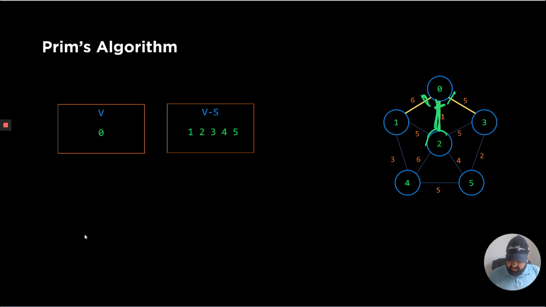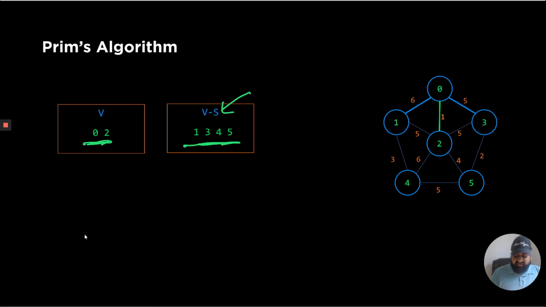Now, since 2 is the new connecting vertex, we move that from V minus S to V. So 2 will be deleted. As you can see, now we have 0, 2 in V and 1, 3, 4, 5 in the V minus S. So typically the algorithm is working in a manner such that we need to visit each vertex exactly once, which is, in V minus S, we are taking one vertex at a time and performing some computation.